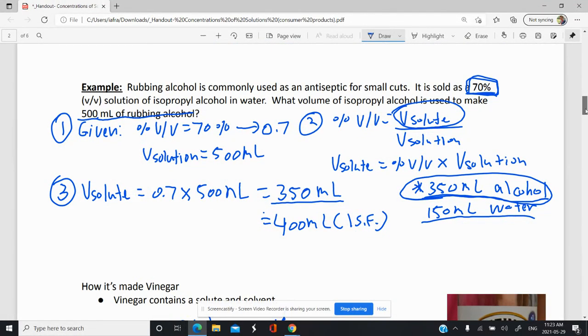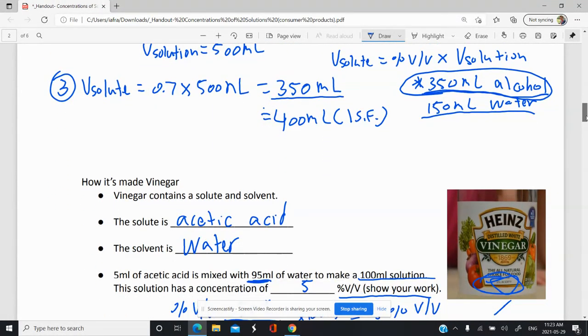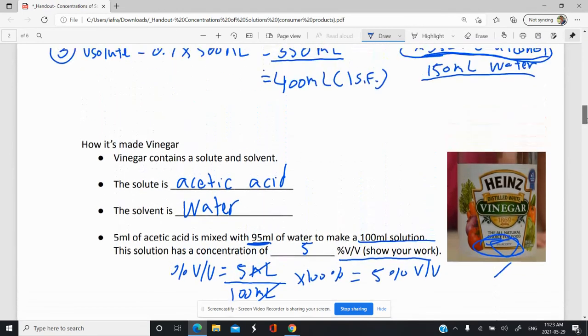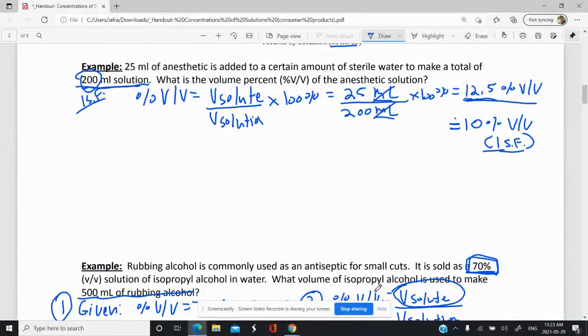So take a look around your home. I mean, safely, of course. Make sure that you're not getting into anything dangerous. Ask your parents, guardians to guide you throughout, just to see if they've noticed anything that has percent volume on it, so you can see a practical application of this in your home.